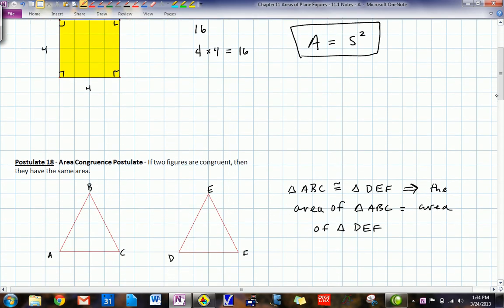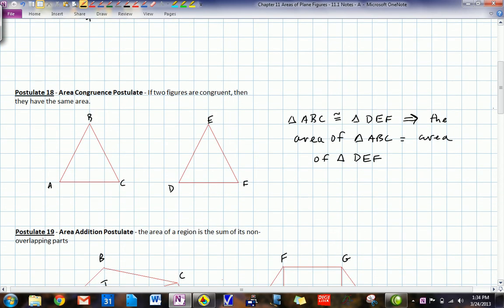All right. The second postulate, postulate 18, is called the area congruence postulate. And it says if 2 figures are congruent, then they have the same area. Think back about our definition of congruent. Congruent means same size and same shape. Well, it's kind of common sense. If they're same size and same shape, then they're going to have the same area.